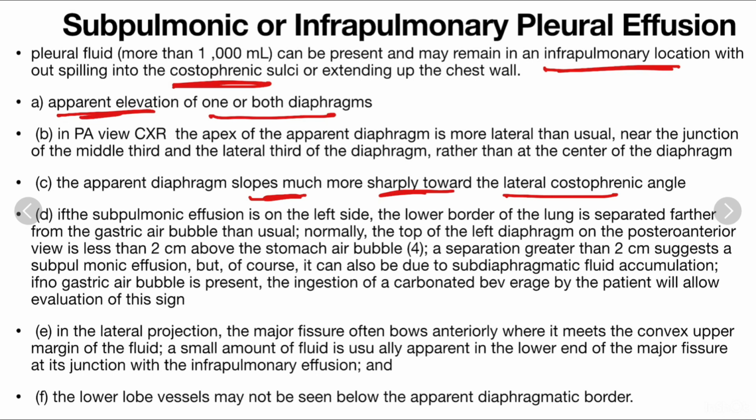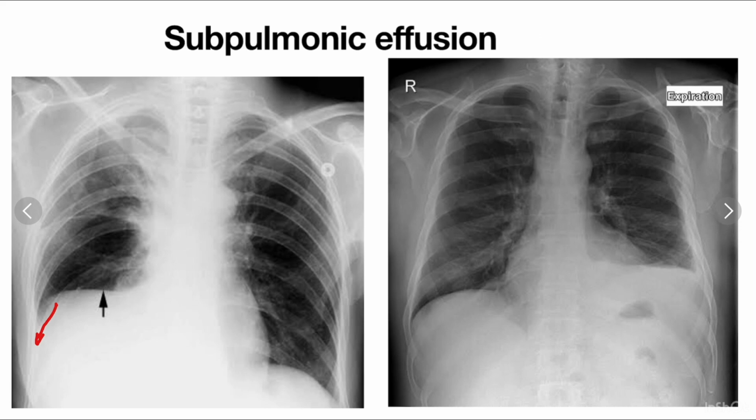But of course, it can be due to subdiaphragmatic fluid accumulation. If no gastric air bubble is present, then we can give the patient a carbonated beverage and then evaluate this sign. Here we can see this is a left-sided pleural effusion. The distance between the gastric air bubble and the diaphragm is more than 2 centimeters. So in this case we can diagnose a left-sided pleural effusion. But in some cases it could be an infradiaphragmatic effusion also.